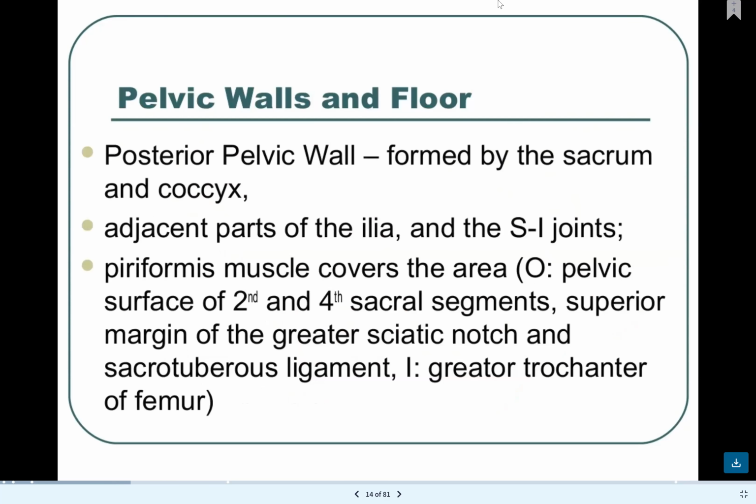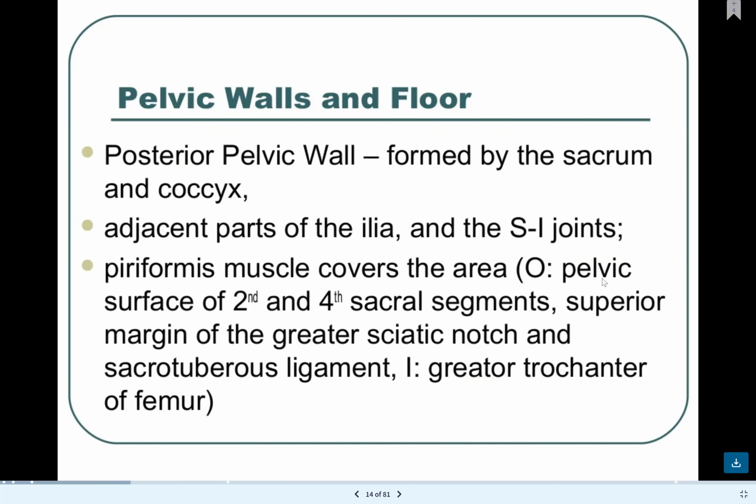Now, when we take the posterior pelvic wall, it is actually by the sacrum and the coccyx. That is what we can see at the posterior pelvic wall. Adjacent to the posterior pelvic wall, we can have the ilia. They also form some of the walls or the boundaries there. The piriformis muscle also covers the posterior pelvic wall.